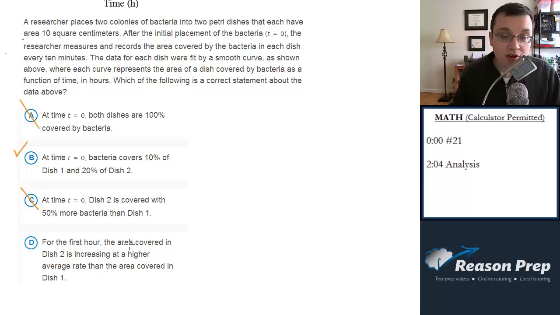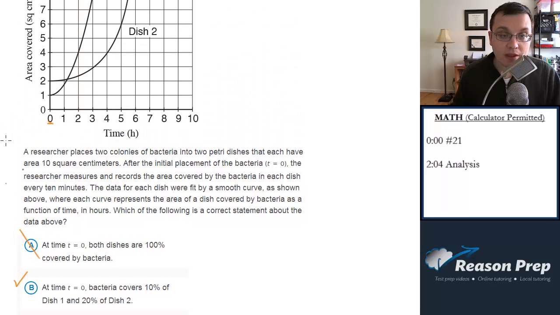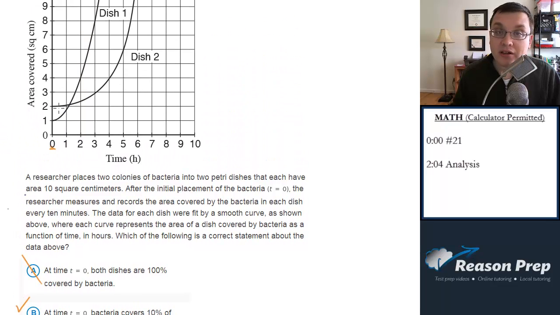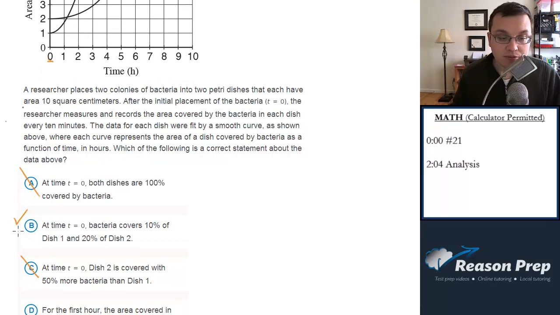For the first hour, the area covered in dish 2 is increasing at a higher average rate than the area covered in dish 1. Well, here's dish 2. In the first hour, it barely goes anywhere, whereas dish 1, it jumps up quite a bit. So the rate of change in dish 1 is much higher than the rate of change of dish 2 in the first hour, so this is not true. So the answer to this one is choice B.